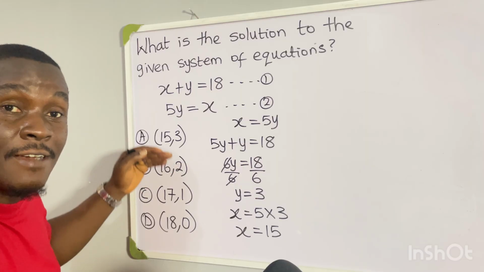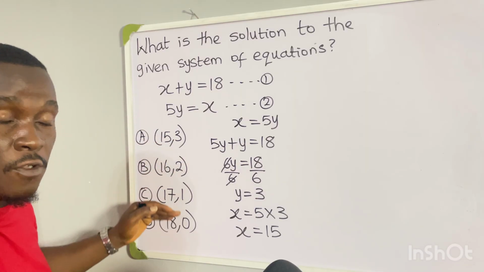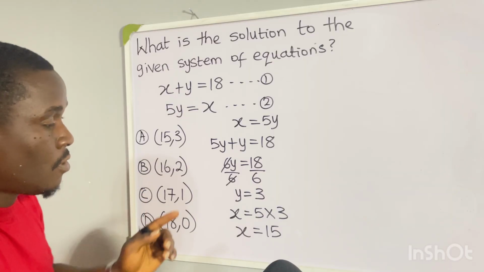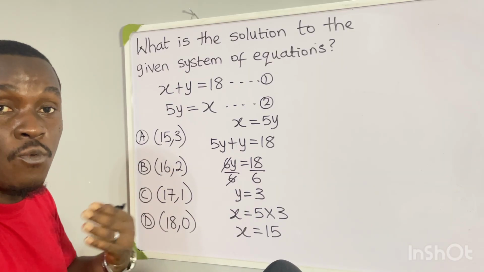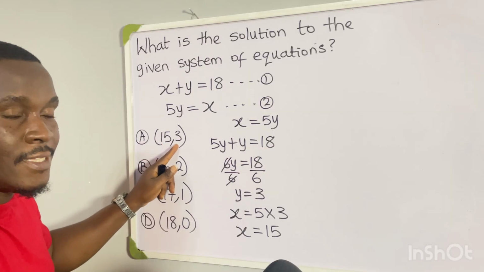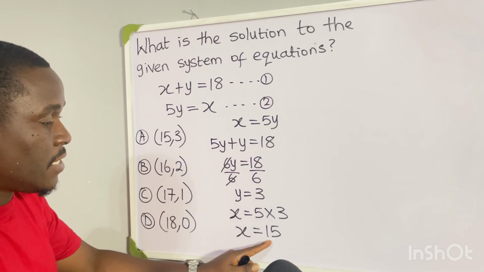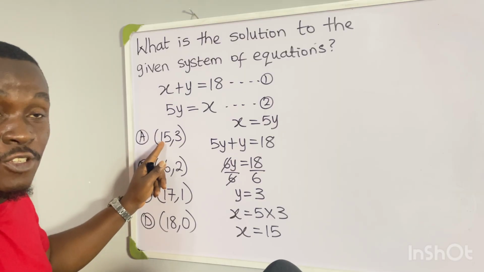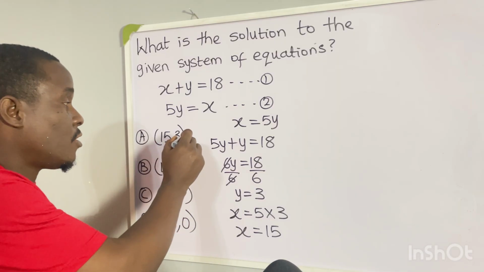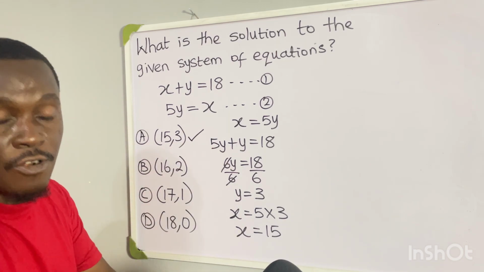Whenever you have the arrangement of the solution in this form, the first number is usually the x value, while the second number is usually the y value. So here we can see 15, 3. That means 15 is x. x is always the first value, and y is 3. That tells us that this is the correct answer.